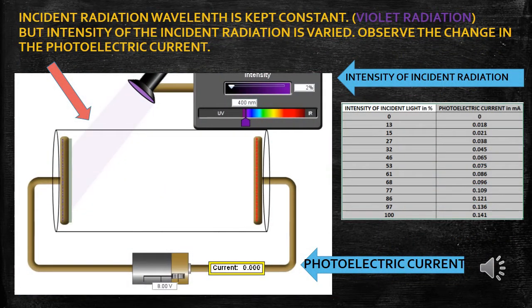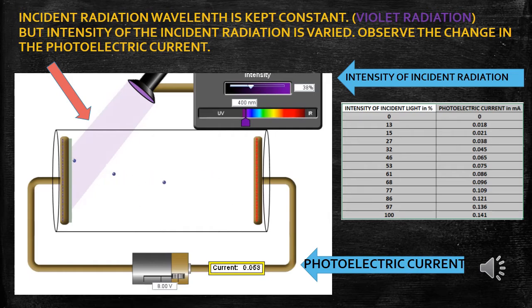Now we are going to observe an animation. In this animation, we are going to see how the photoelectric current varies with respect to the intensity of the incident radiation on the photosensitive cathode. Here, on the photosensitive cathode, sodium metal is coated. Here one virtual torch light is given.